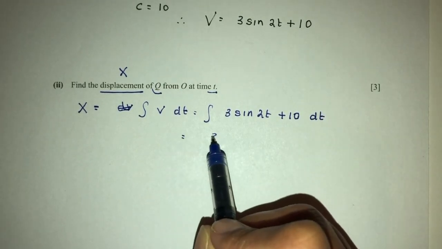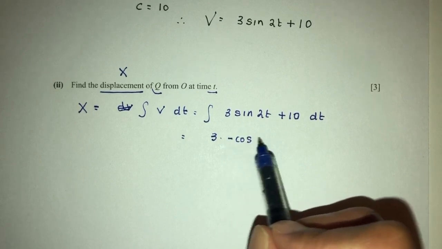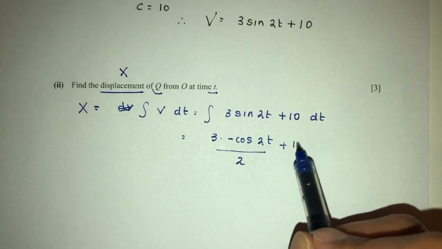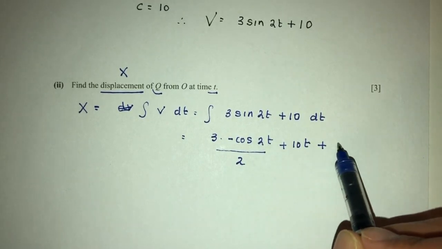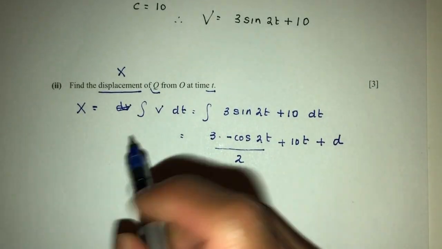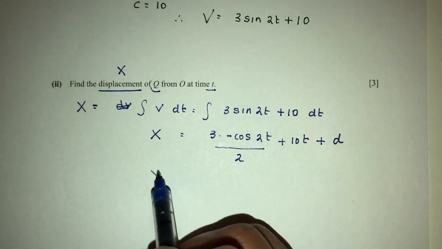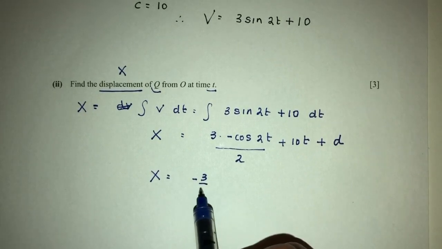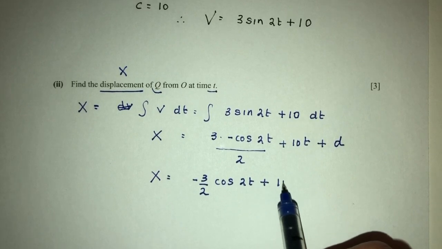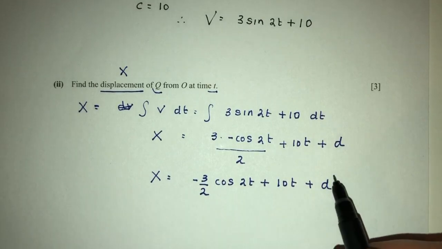3 is only a multiple, and here you will have minus cos 2t over 2, right? And then plus 10t plus d. Because we have used c already, let's change the constant to d, and that will be x. Now we have to simplify. Now x is minus 3 over 2 cos 2t plus 10t plus d. So we have to find the value of this constant.